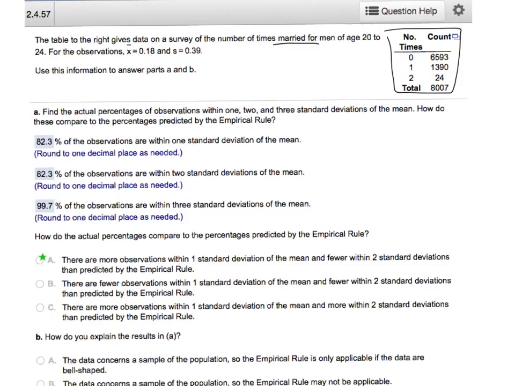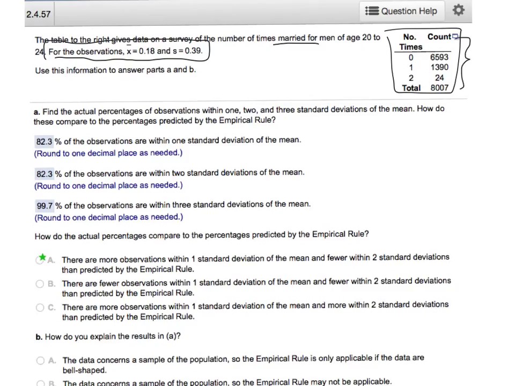And so the question here is to apply the empirical rule to this data and see if it seems to work. So we don't have to put all the data into a machine of some kind. There's 8,007 data points here, so we don't want to do that. We're just going to use the summary information that they gave us. They have already figured out that the mean answer to this question is 0.18 times married, and the standard deviation of the data collected was 0.39.